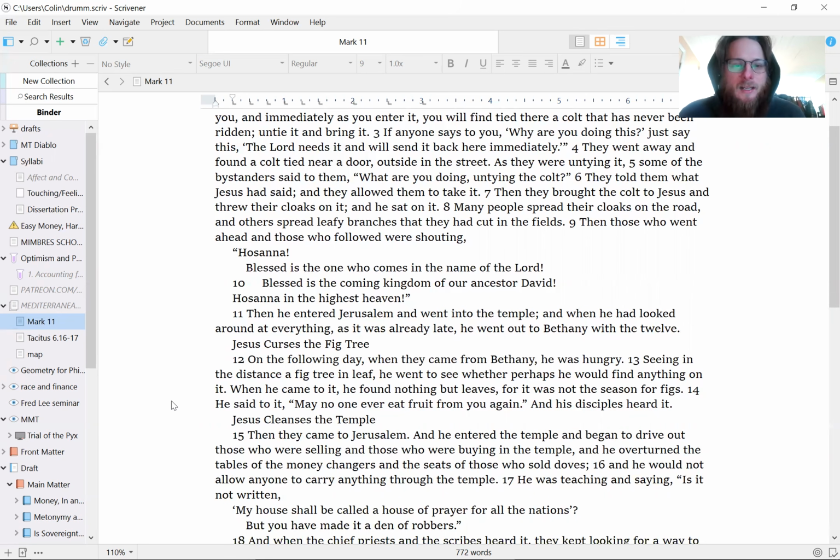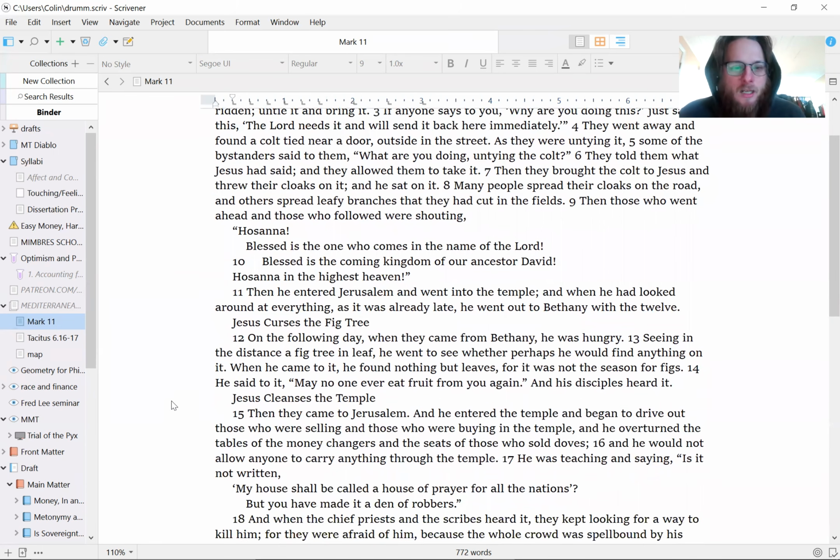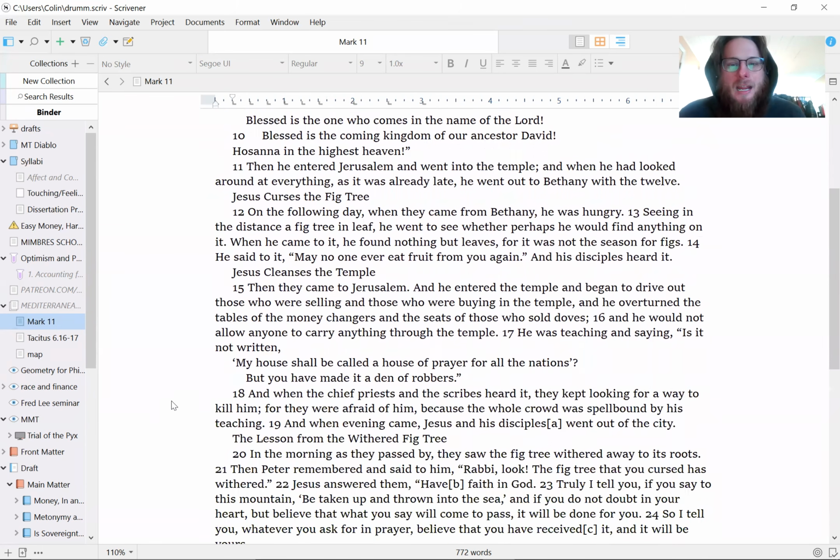"Then those who went ahead and those who followed were shouting, 'Hosanna! Blessed is the one who comes in the name of the Lord. Blessed is the coming kingdom of our ancestor David. Hosanna in the highest heaven.' Then he entered Jerusalem and went into the temple. And when he had looked around at everything, as it was already late, he went out to Bethany with the 12."